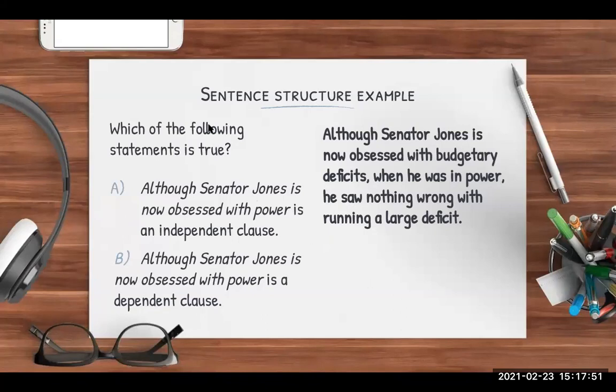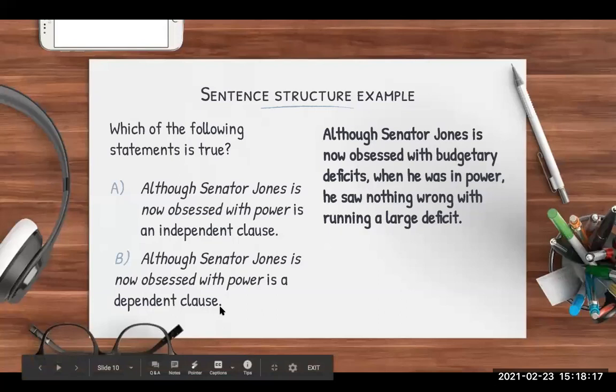So in this example question about sentence structure, we have the sentence, "Although Senator Jones is now obsessed with budgetary deficits, when he was in power, he saw nothing wrong with running a large deficit." The question asks, which of the following statements is true? A, "Although Senator Jones is now obsessed with power" is an independent clause, and B, "Although Senator Jones is now obsessed with power" is a dependent clause.